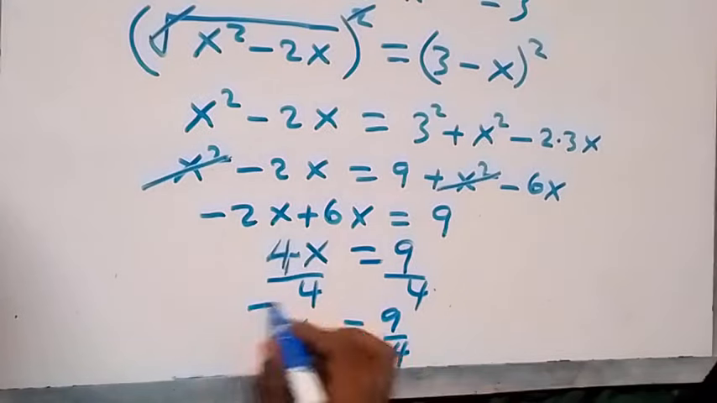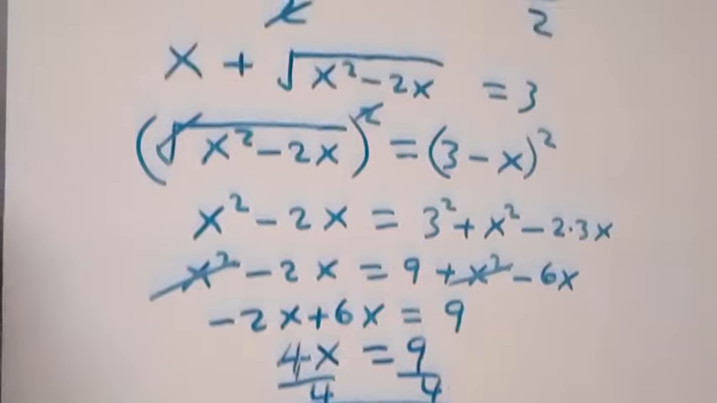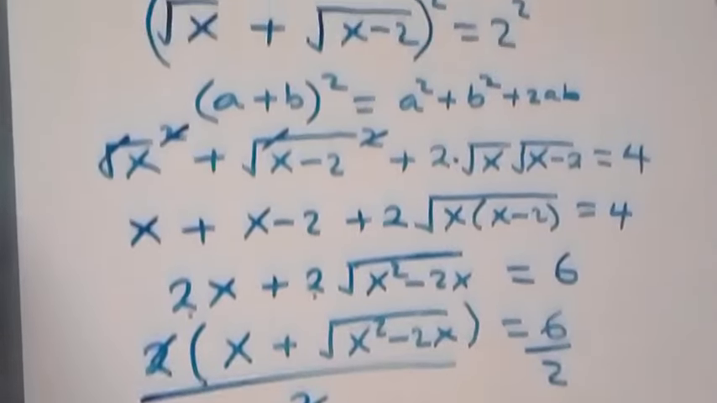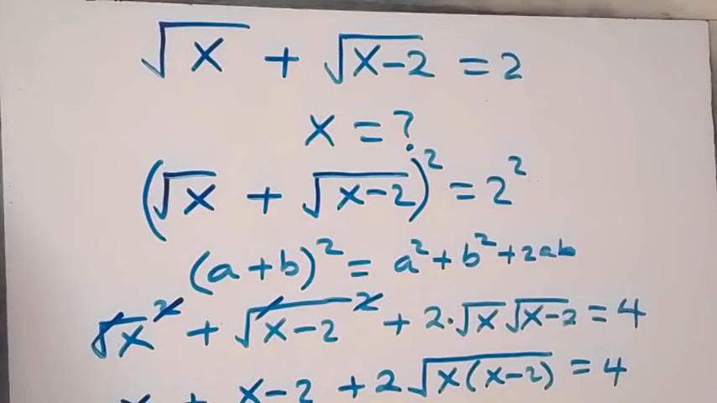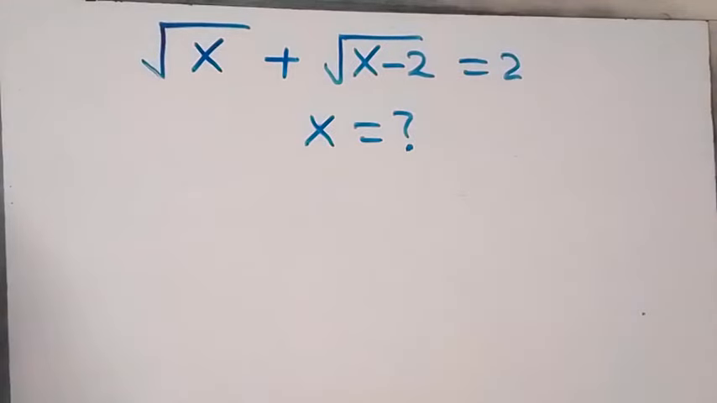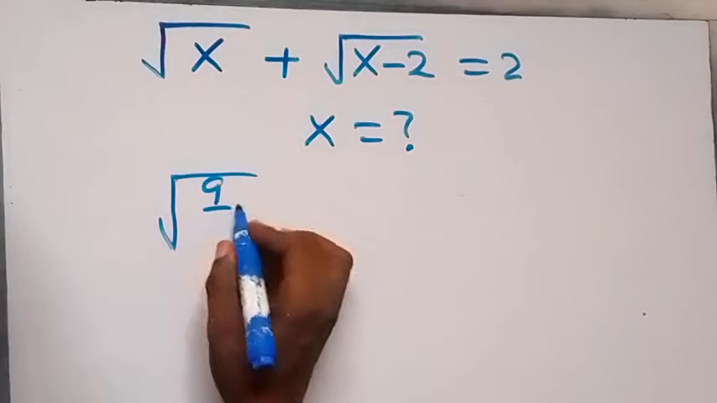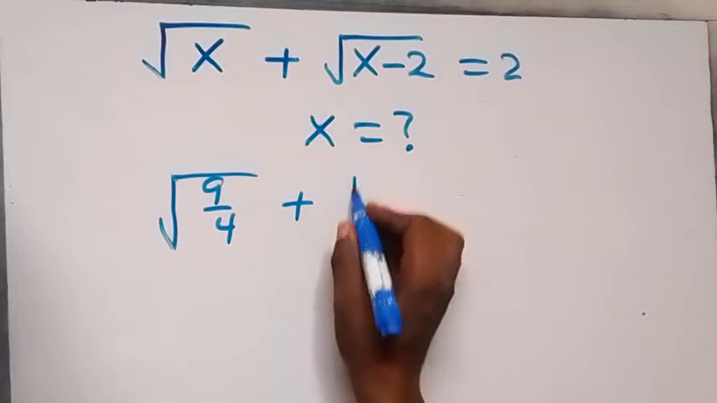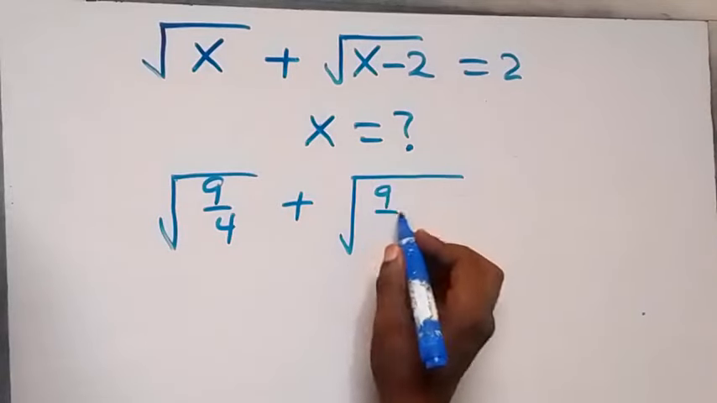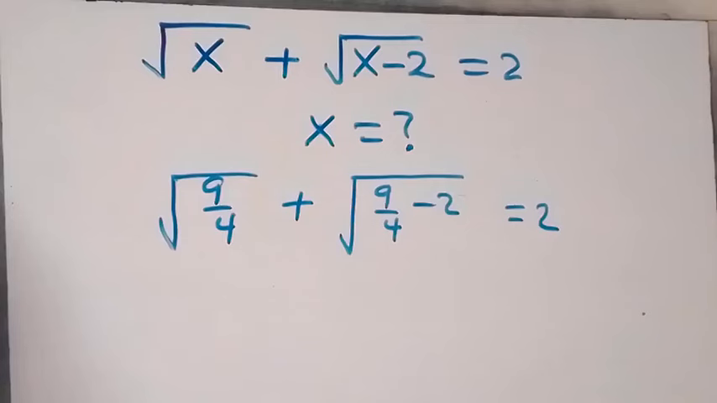Then, to quickly check if this satisfies the given equation, substitute x equals 9 over 4 in the given equation. Here we have square root of 9 over 4, then plus square root of 9 over 4 minus 2, which equals 2. So when we simplify, does it equal 2? That's what we want to check.